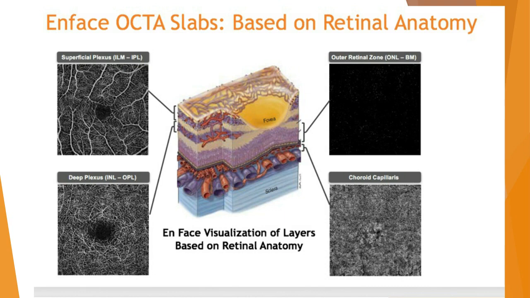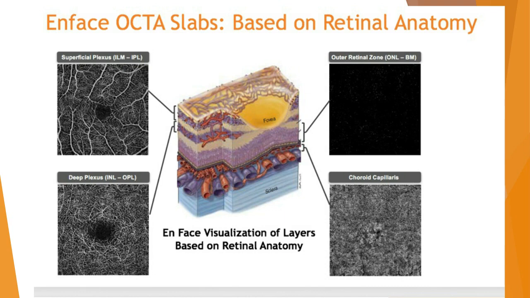As you go more posterior, we're going to hit the area called the deep capillary plexus, which essentially feeds the inner nuclear layer to the outer plexiform layer. These vessels, as you can see, are more truncated, they're shorter, and they're more condensed around the foveolar avascular zone than in the superficial plexus.